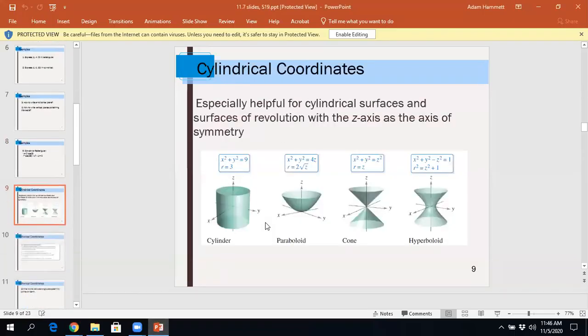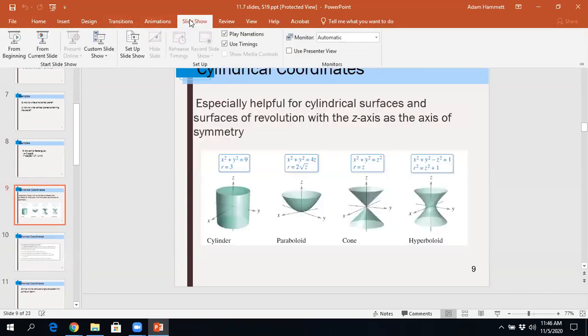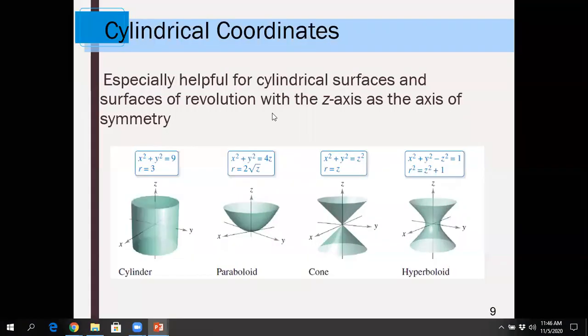All right, I think that was all I had. I just wanted to show you this. We'll do spherical coordinates next time, but I do want to spend time reviewing. Again, these are just some basic surfaces. X squared plus y squared minus z squared equals 1. The way that would be written in the cylindrical coordinates is r squared equals z squared plus 1, so that it gets expressed a little bit more easily.